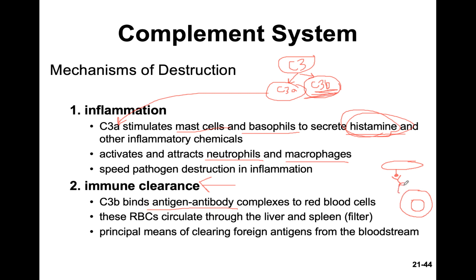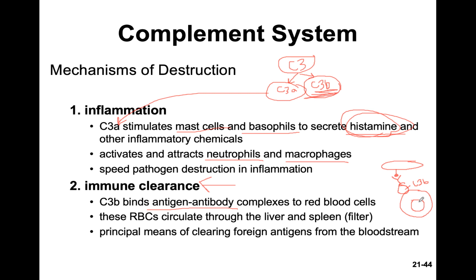Here you can bind C3b. And C3b is going to help bind the antigen antibody complex of the bacteria to the red blood cell. Now, why in the world would I want to attach the bacteria to the red blood cell? That just seems like a bad idea all in all. Now you're attaching a pathogen to a red blood cell.